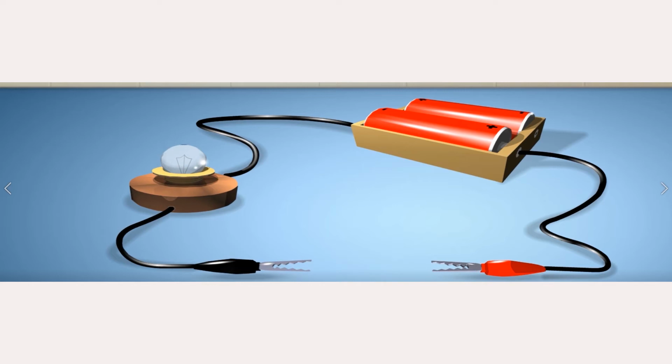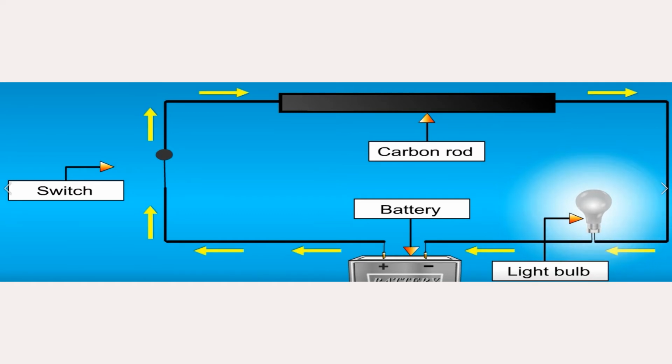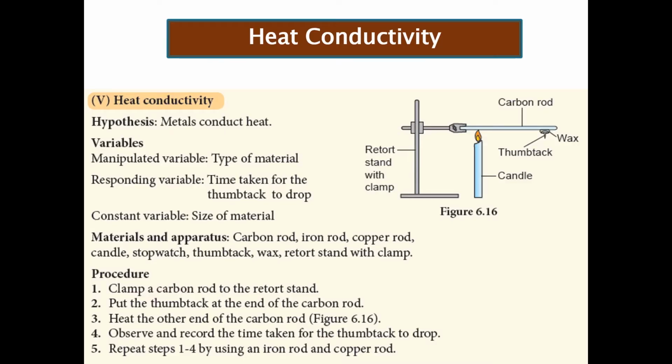Can a rod made of sulfur, a non-metal, conduct electricity? Electricity cannot flow through the sulfur rod when the switch is turned on. Therefore, the sulfur rod is not a conductor of electricity. However, there is one non-metal that can conduct electricity. Carbon is the only non-metal that can conduct electricity. If non-metals are poor conductors of electricity, are they also poor conductors of heat?